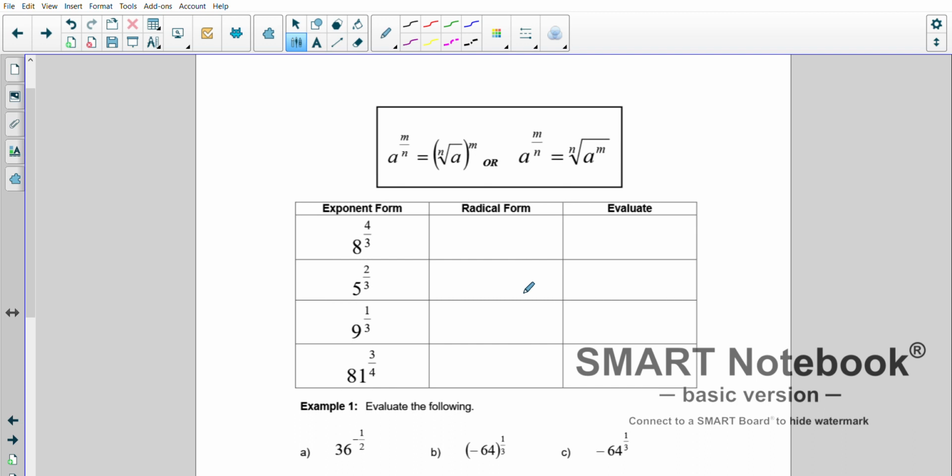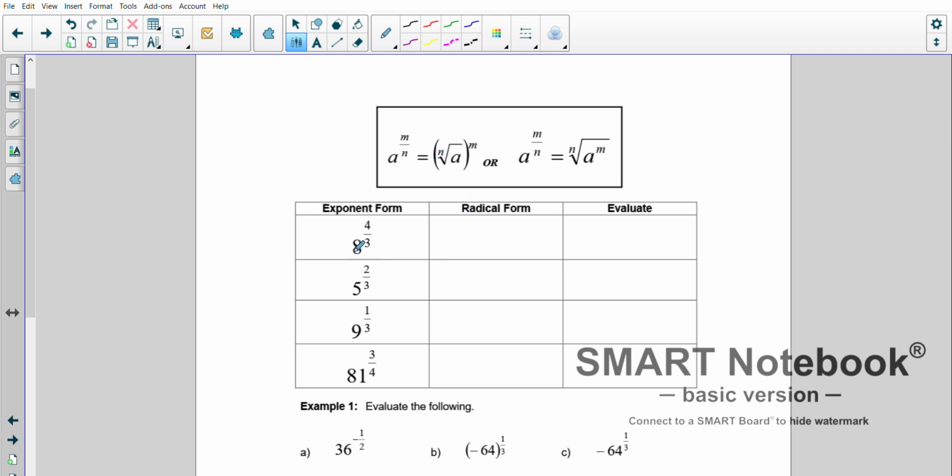Alright, well, that was all fine and good when the exponent fraction was 1 over 2, 1 over 3, 1 over 4. But what happens when it's not 1 over? For example, 4 over 3, 2 over 3, 3 over 4, etc. Well, this is the law. And there's two versions of it. Personally, I kind of prefer this one, but you can use either one. What this is saying is the denominator goes here and the numerator goes here.